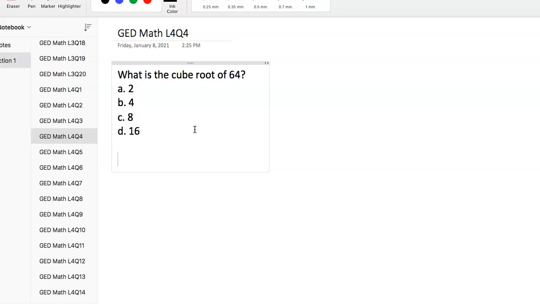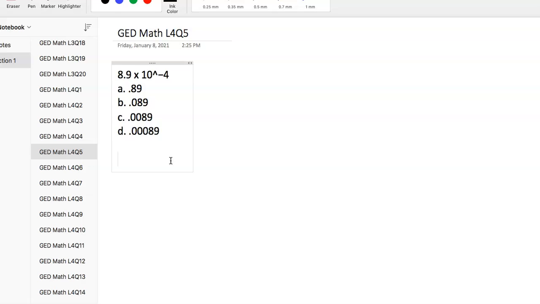Okay, cube root of 64, right? So I would just probably guess and check these, right? So 4 times 4 is 16. 16 times 4 is 64. Answer choice B is the one we want there.